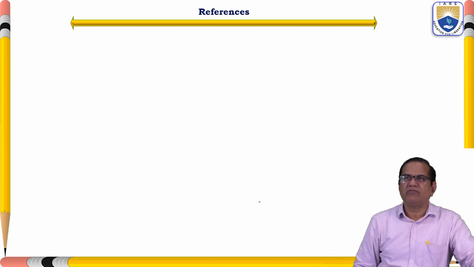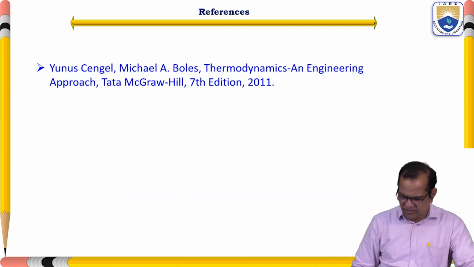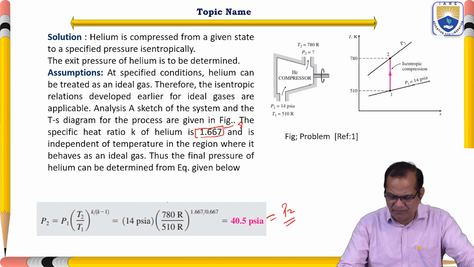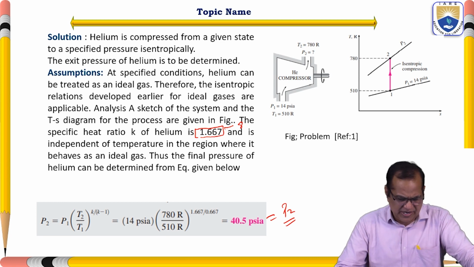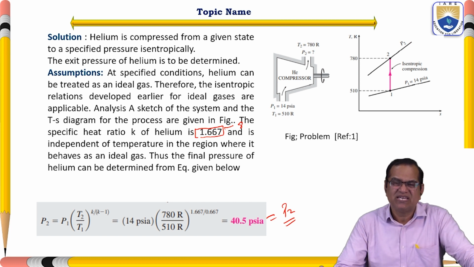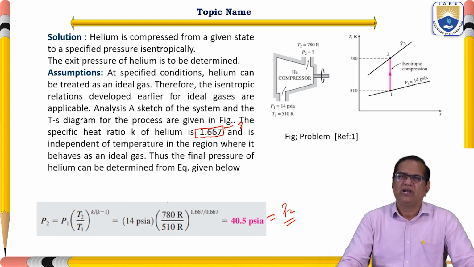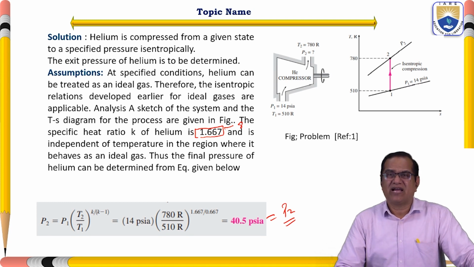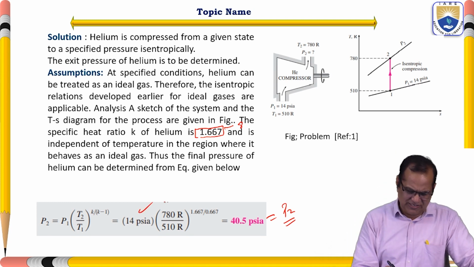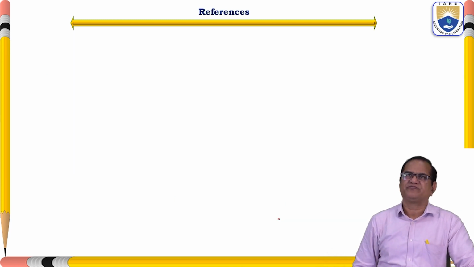There is no problem in this. If you see, this is a very simple problem, not a very big issue. Directly we can put the relation of the isentropic process: P2 by P1 is equal to T2 by T1 to the power gamma by gamma minus 1. All three values are given, so we can find the unknown value.